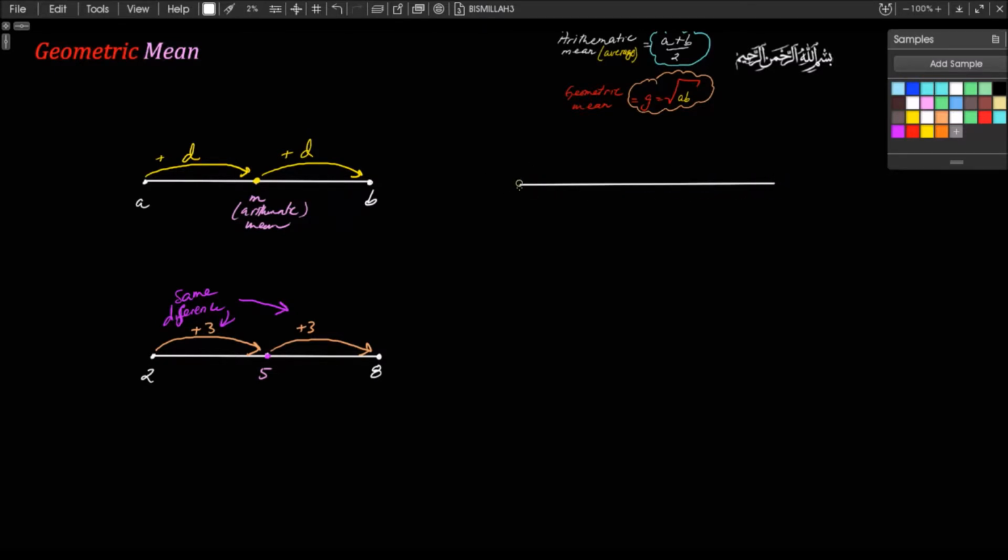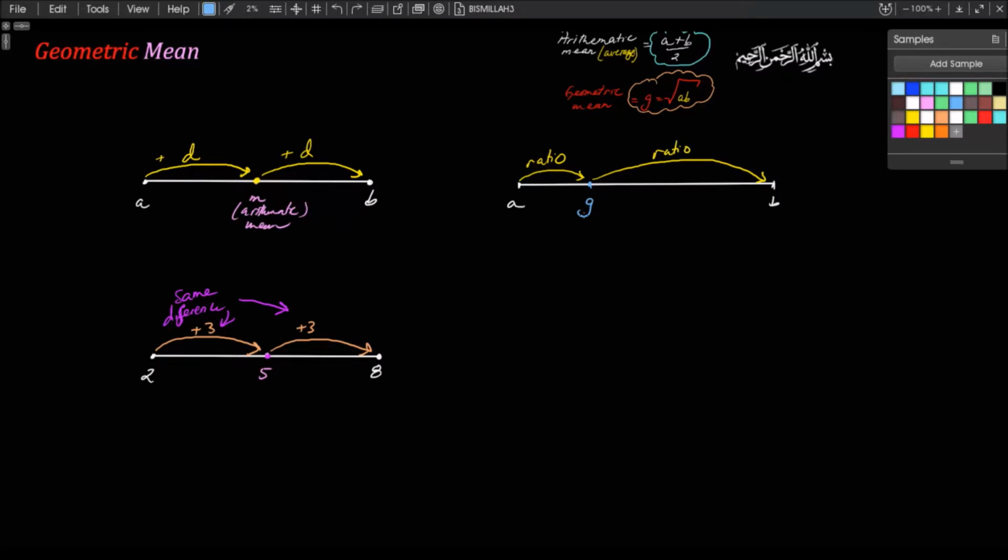Let's say you have two numbers, A and B. The geometric mean would be somewhere in between, usually not the same as the arithmetic mean. Let's call that G. Now, the relationship between these three numbers is as follows. From A to G and from G to B, it's not the same distance. It is not the same distance, but it's the same ratio.